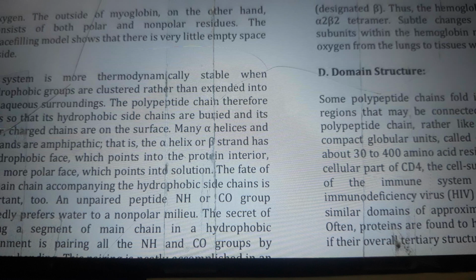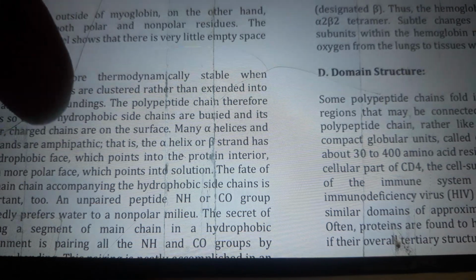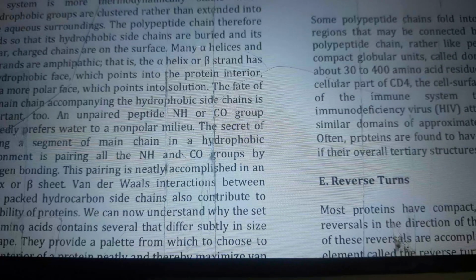The space-filling model shows that there is very little empty space inside. A system is more thermodynamically stable when hydrophobic groups are clustered rather than extended into the aqueous surroundings. The polypeptide chain, therefore, folds so that its hydrophobic side chains are buried and its polar charged side chains are on the surface. Many alpha helices and beta strands are amphipathic.